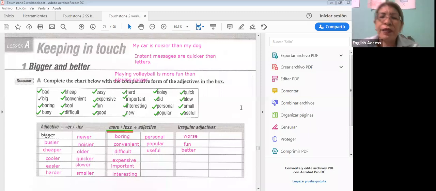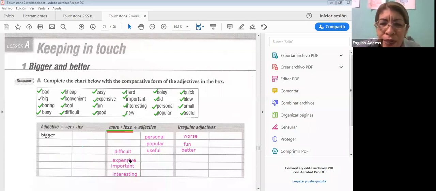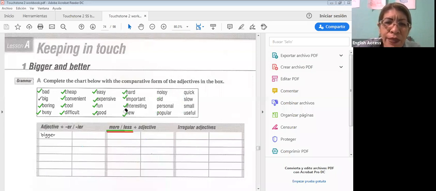And that's it. Okay, so once again, try to remember that with short adjectives we need to use ER or IER only. With long adjectives, yes, we can use more, less, and the adjective, and we have the irregular adjectives like worse, better, fun, okay? And that's it. Now let's continue with the second part of the homework. Just let me erase this.